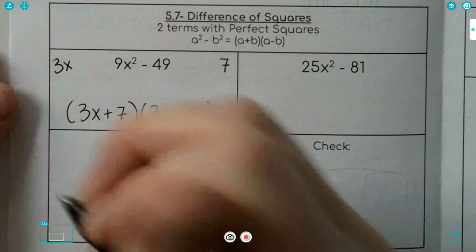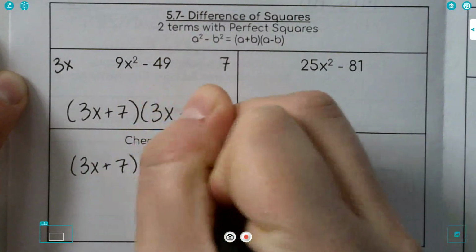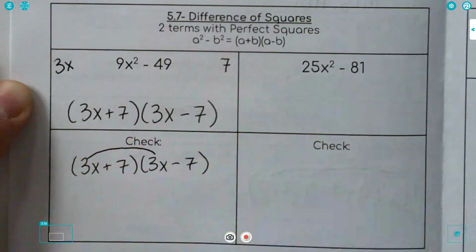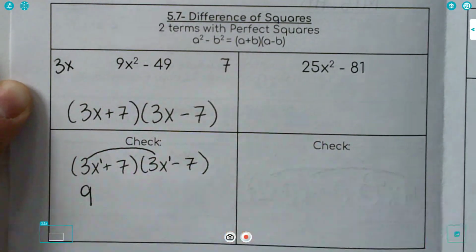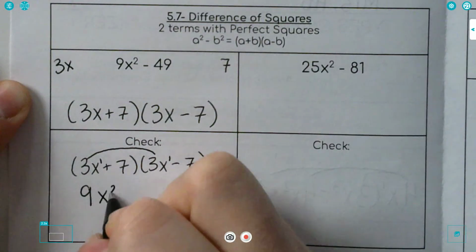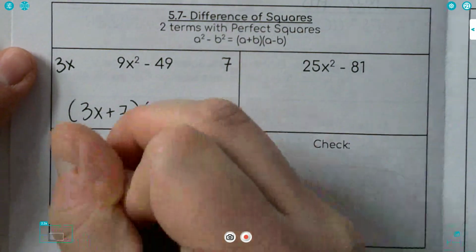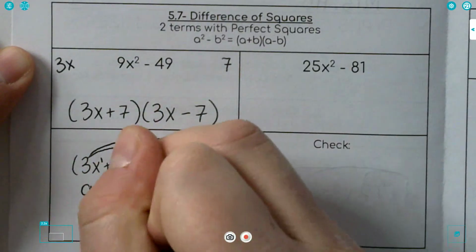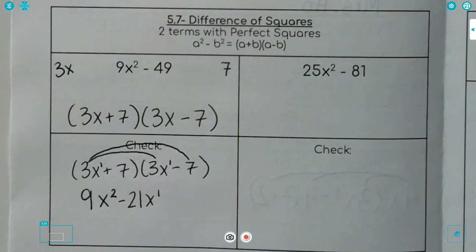Okay, once again, we're going to multiply this guy out. 3x plus 7 times 3x minus 7. I don't know why I like rewriting it. I don't like multiplying on that. So 3x times 3x. 3 times 3 is 9. I add my exponents, so I've got my imaginary ones. 1 plus 1 is 2. 9x squared. Then I have 3x to the first times negative 7. 3 times negative 7 is negative 21, and I still have my x to the first. On the last one, a lot of people were losing that x.